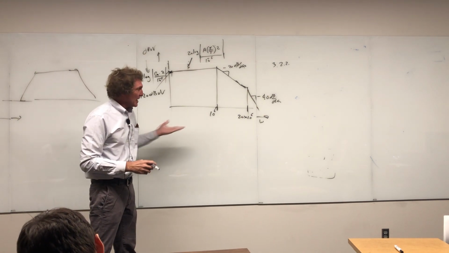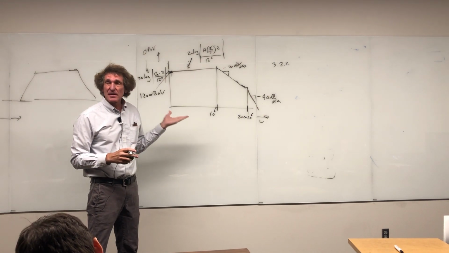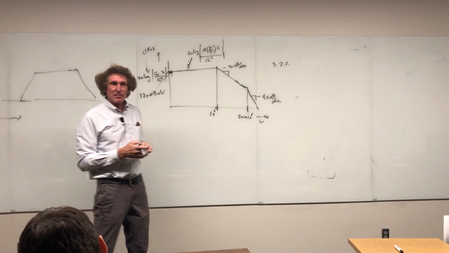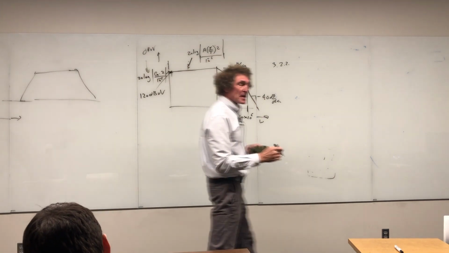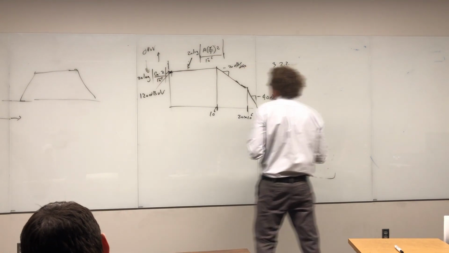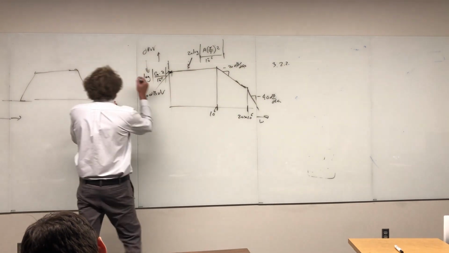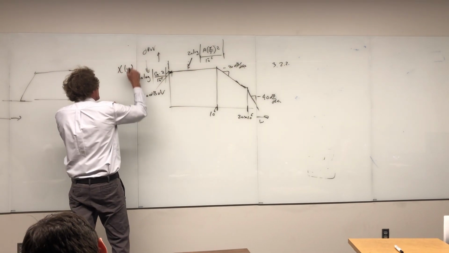And unfortunately, almost everything I've ever seen is done with f. In this particular problem, he chooses to put omega, it doesn't matter. Now he says this is the input. So this is our, you could think of it as our x of omega.